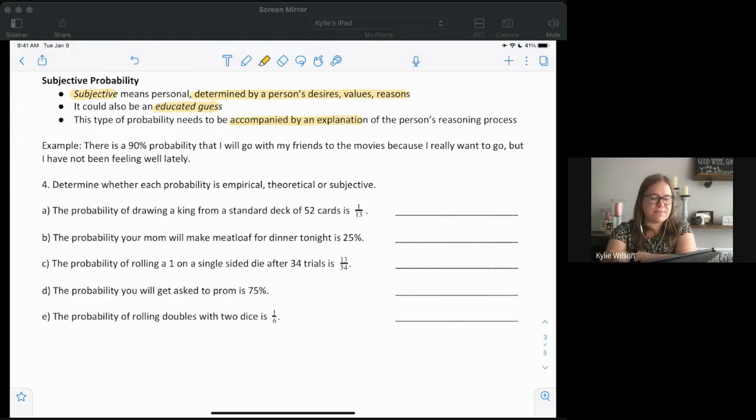So what we're going to do is go through these and determine if they're experimental, theoretical, or subjective. So for the first one, the probability of drawing a king from a standard deck of 52 cards is 1/3. That's just a matter of fact statement, so we're definitely looking at theoretical.